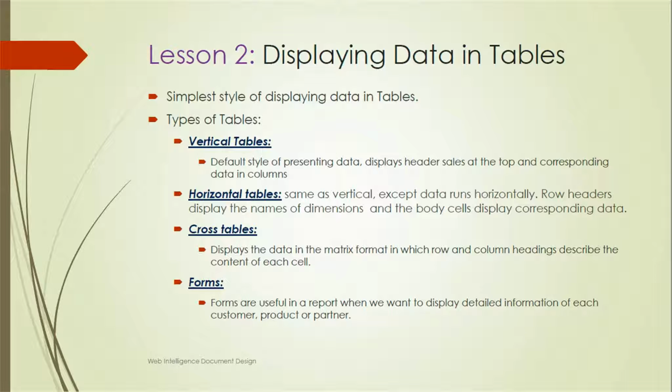First, what are the types of tables? Vertical tables, horizontal tables, cross tables, and forms. These are the types of tables. The default style of presenting data is a vertical table, which displays header cells at the top and corresponding data in the columns. Horizontal tables are the same as vertical, except data runs horizontally. Cross tables show data in a matrix format, where row and column headings describe the content of each cell. Forms are useful in a report when we want to display detailed information of each customer, product, or partner.